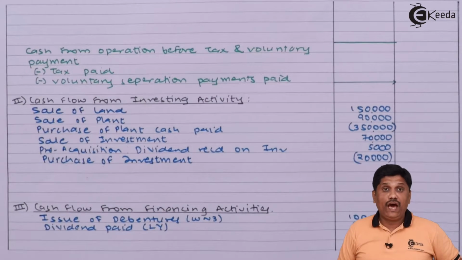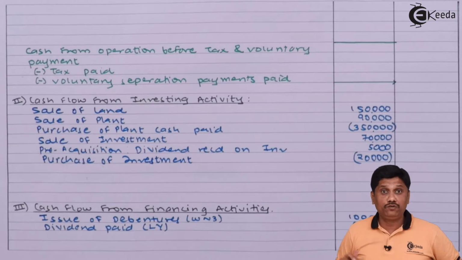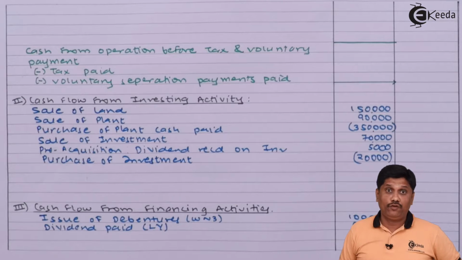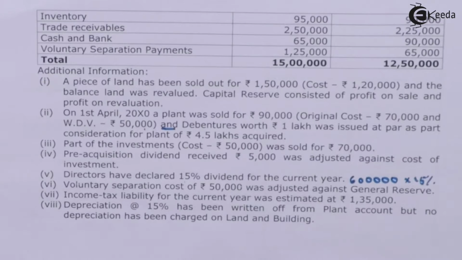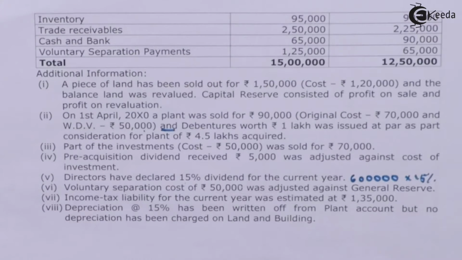Right, in this way I have closed my investment account and I have completed all adjustments relating to the investment. Now let us see the next information in your question. Information number 6, voluntary separation cost of 50,000 was adjusted against general reserve. So students, I need to prepare the voluntary separation cost account.